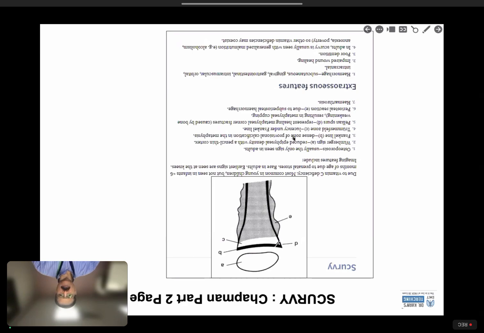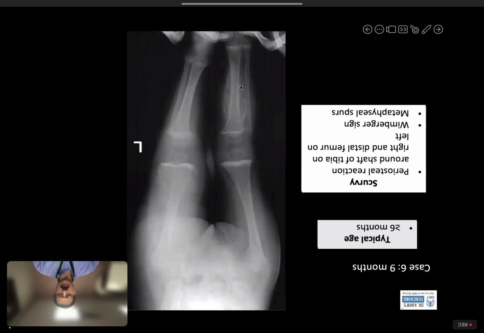Wimberger sign, which is reduced epiphyseal density, pencil thin cortex, all of the other things. What happens in scurvy is that sometimes, not in all cases, please remember, not in all cases, there can be hemorrhage under the periosteum, which causes this periosteal reaction. Key point to remember, it cannot happen less than 6 months of age, because the child has got enough vitamin C through the mother.